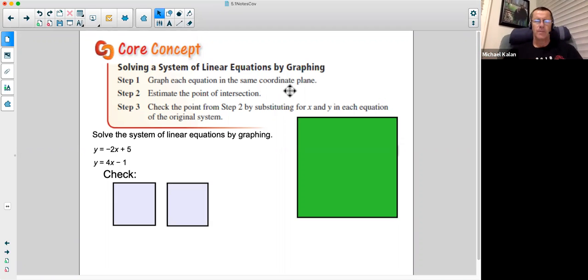Well, here's how we do this. Graph each line, see where they cross. The intersection is the solution. The intersection is the solution. Graph both lines, see where they cross.